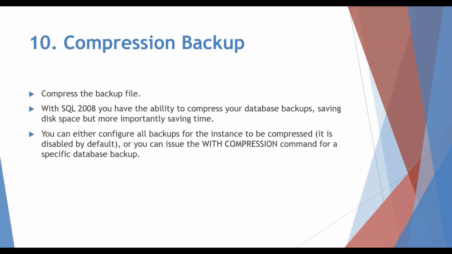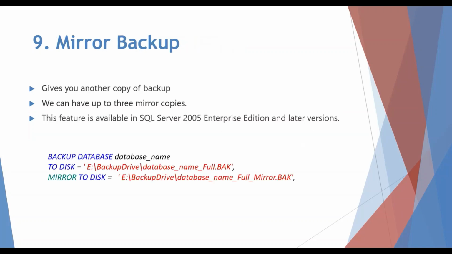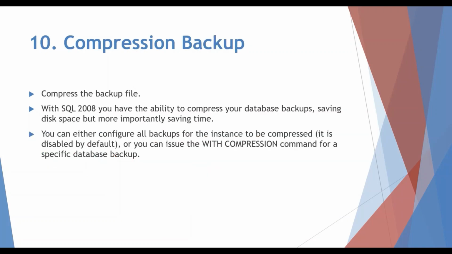Okay, and the last backup type is compression backup. I can say this is not a separate type of backup. Whenever you take a backup file, if you want to decrease the size of your backup file, you can use the compression option. Suppose you have a 500 GB backup file; when you use compression, it will compress the size of your backup file and decrease it to around 200 GB or even 100 GB.